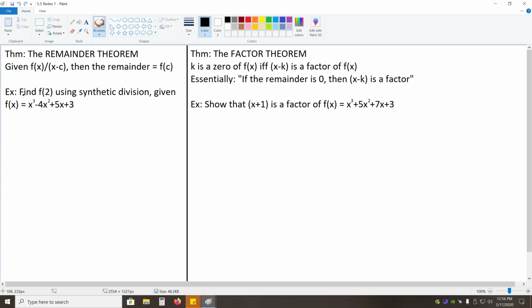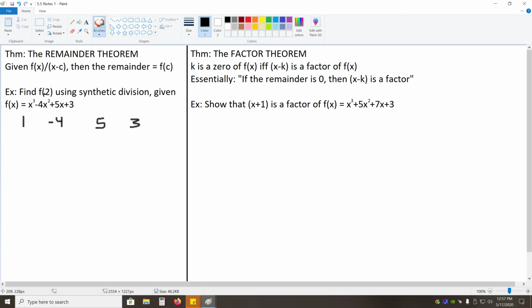So let's go ahead and try an example with this. We want to find f of 2 using synthetic division given f of x equals x cubed minus 4x squared plus 5x plus 3. Remember, with synthetic division, we need to check that there are no exponents missing and that the exponents are ordered from largest to smallest. Both of those statements are true, so we can immediately remove the x's, leaving us with a 1 in front of that x cubed, negative 4, 5, and positive 3.